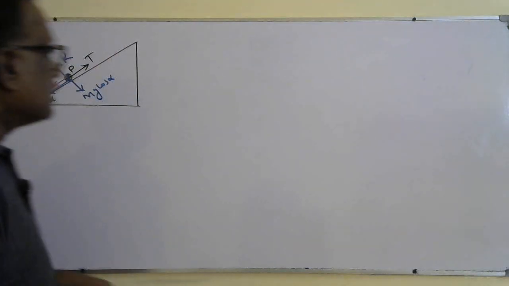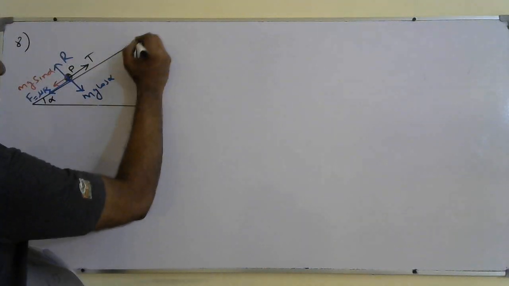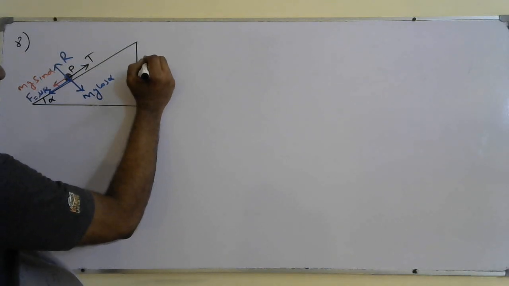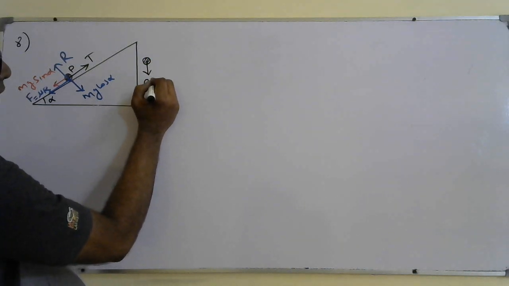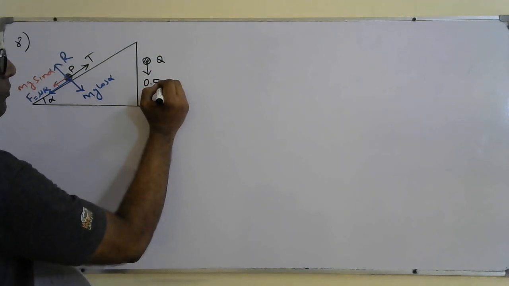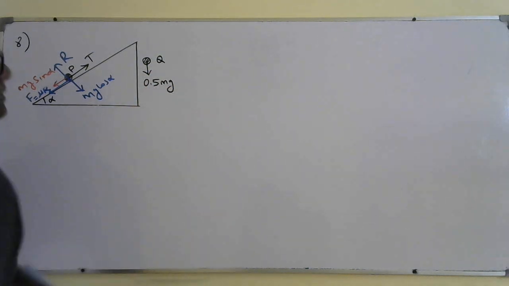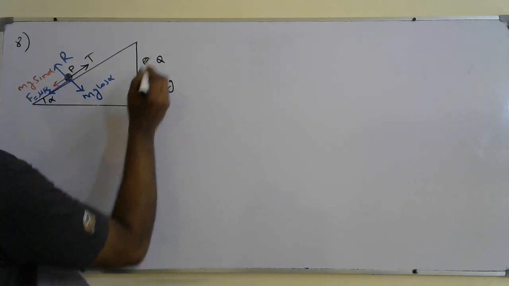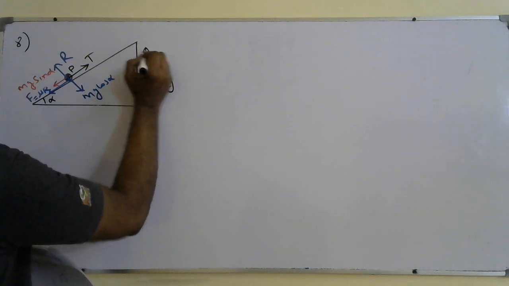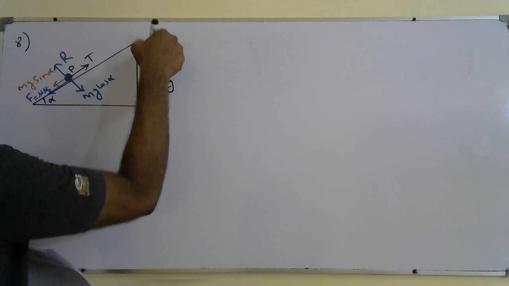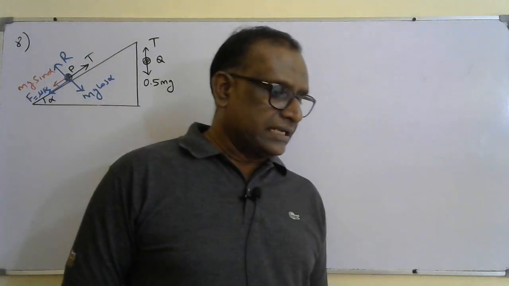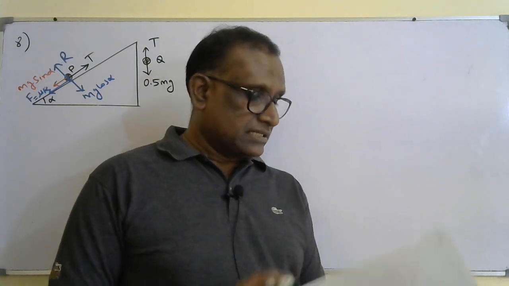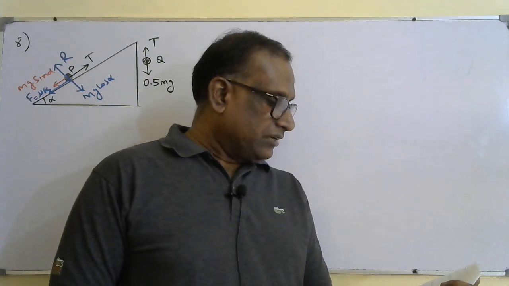When you consider the sphere hanging on the other side, I am drawing only the forces. The weight will act down, and this is Q, with mass 0.5 m, so the weight is 0.5 mg. Same string, same tension, so the tension acting here is T. These are the forces acting on the two spheres. The question is, find the value of mu.